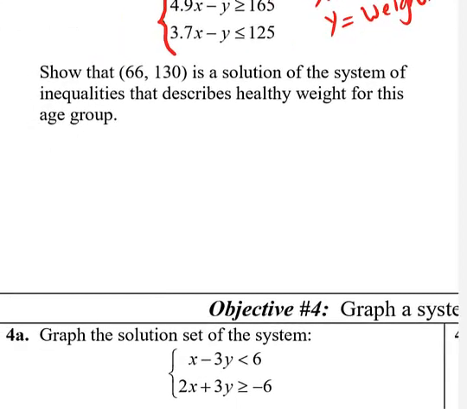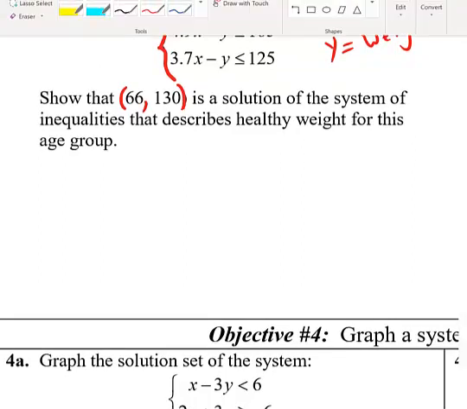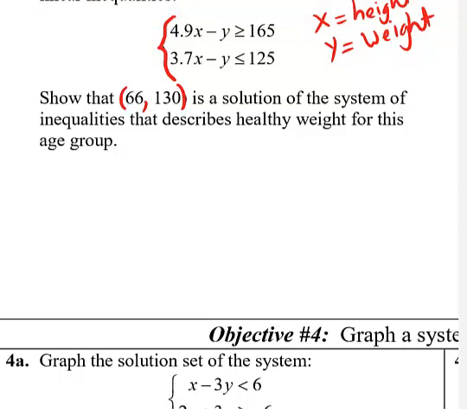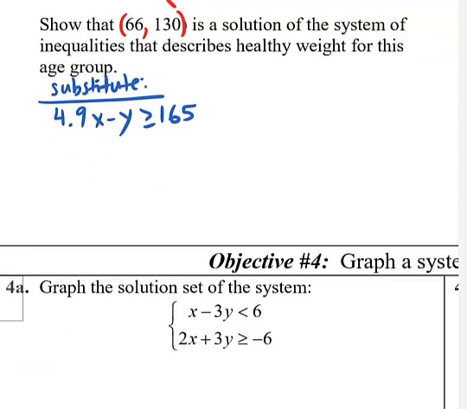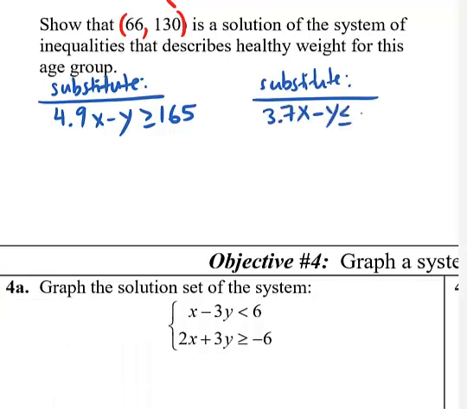Okay, so we just want to know, how do you test to see if a point is actually in the solution? Well, remember what we did before in the previous section. If someone gives you a point and they say, is this a solution to the system? You just substitute it in and see if it's true or false. So in order to be a solution, just like before, it better be a solution to both of those. So I'm going to substitute into the top one that they gave me, and the bottom one, 3.7x minus y less than or equal to 125.